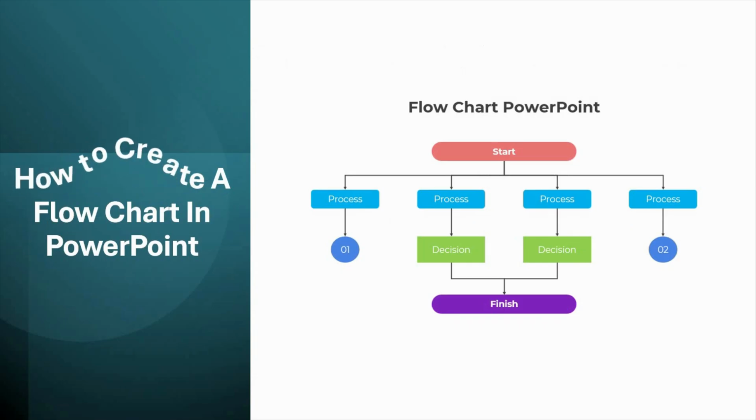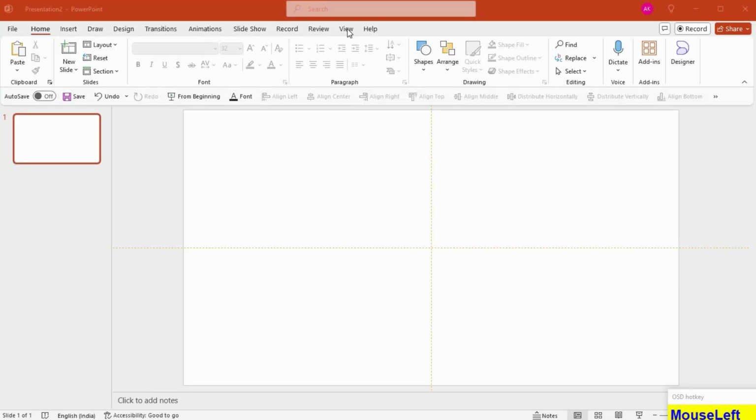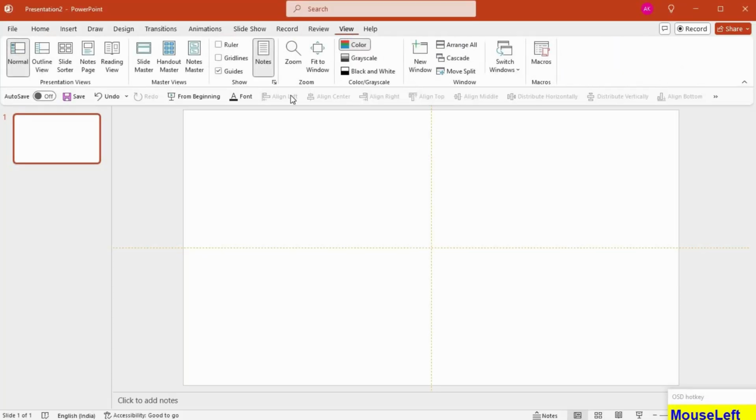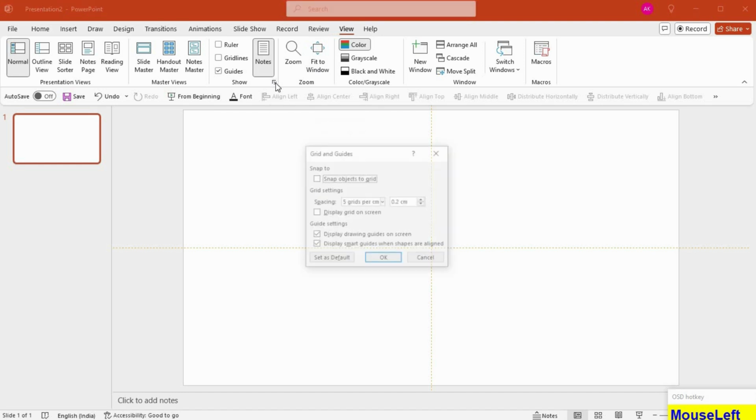Today, I'll show you how to create a flowchart in PowerPoint step by step. First, let's go to the View tab and select Grid Settings. Enable Snap Objects to Grid and Display Grid, then click OK.